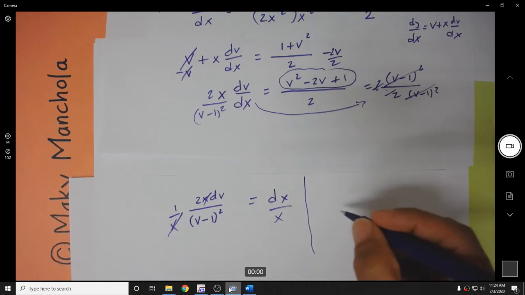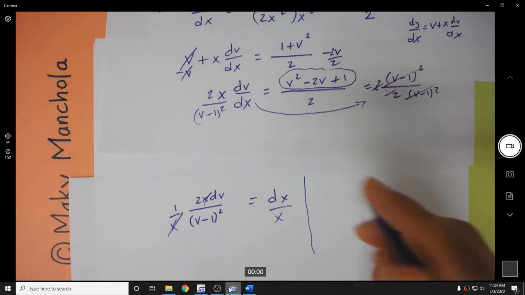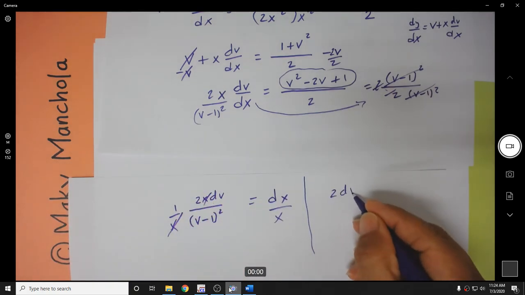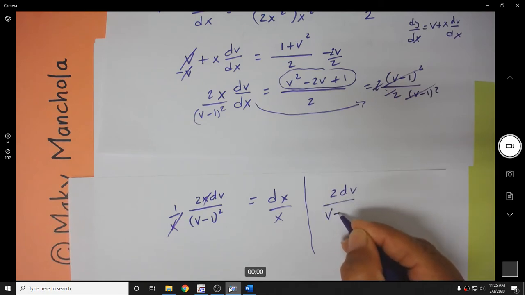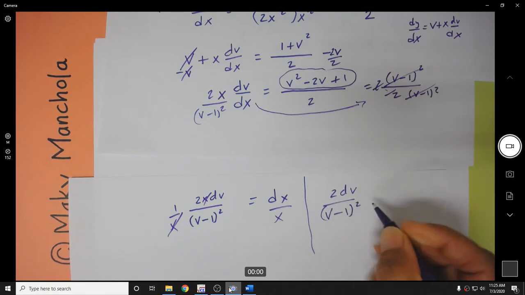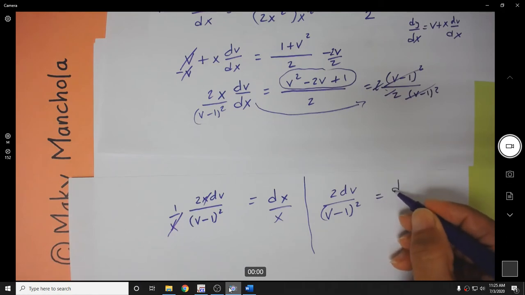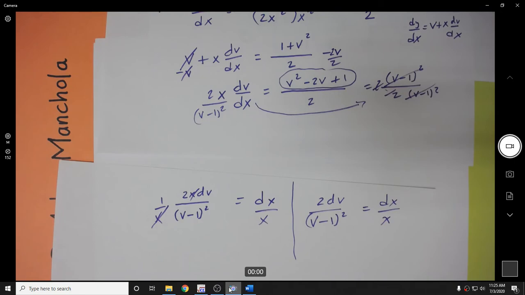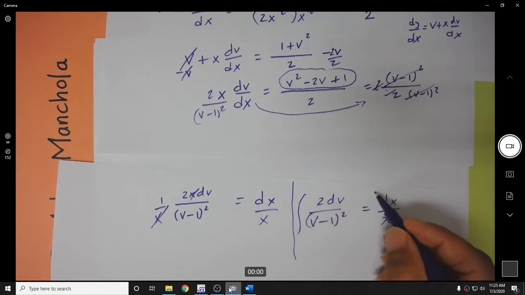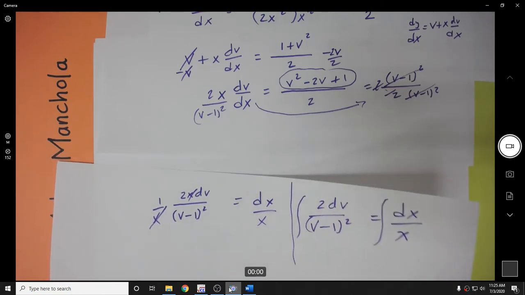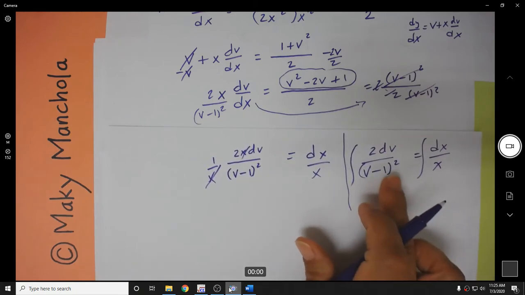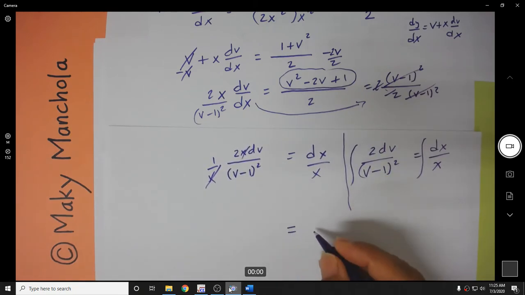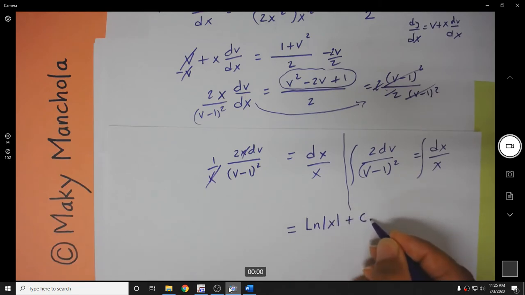So what do we have now? We have 2 dv over (v minus 1) squared equals dx over x. Now to solve, we integrate on both sides. On the right side, we get the usual, which is the natural logarithm of the absolute value of x plus some constant. I'm going to call it C1.